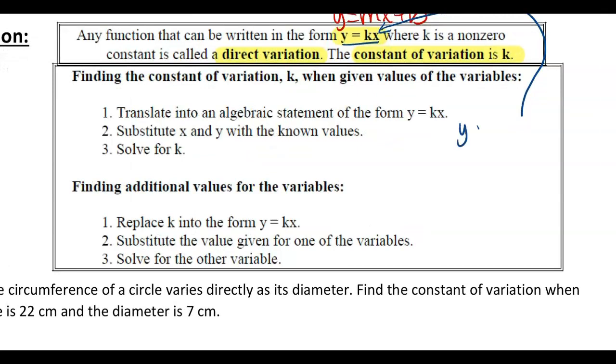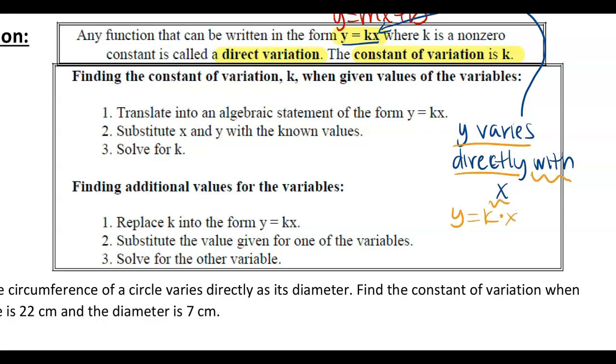When you see y varies directly with x, that's a kind of slap in the face that, hey, you need to use that y equals kx formula. This is specifically when you're going to see it. So when you have y varies directly, that's your kind of indication that you're going to have y equals k. And since you're varying it directly with x, you're going to multiply it by x. So that's why we just write it as y equals kx together.